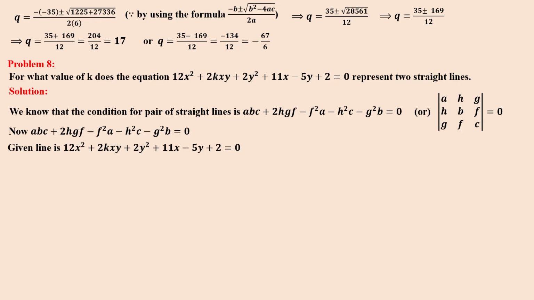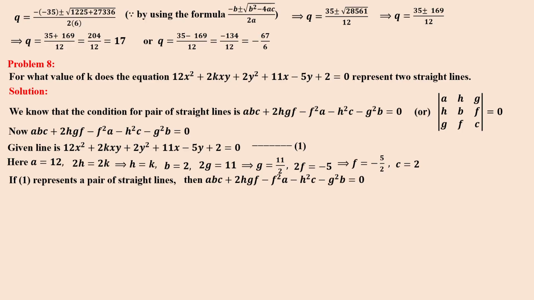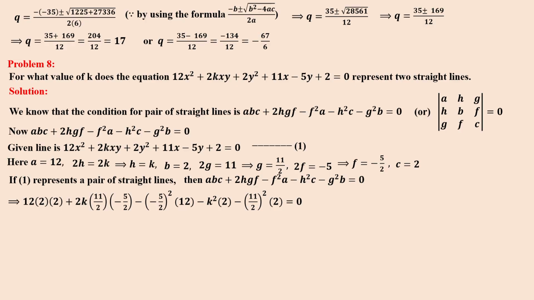So a is equal to 12, right? Comparing that equation, we will get a is equal to 12, 2h is equal to 2k, therefore h is equal to k, and b is equal to 2, 2g is equal to 11, that implies g is equal to 11 by 2, and 2f is equal to −5, f is equal to −5 by 2, and c is equal to 2. Substituting that value in the condition, you will get 12 into 2 into 2, abc, plus 2 into k into g f (11 by 2 into −5 by 2), minus f²a (−5 by 2 squared into 12), minus h²c (k² into 2), minus g²b (11 by 2 squared into 2) is equal to 0.